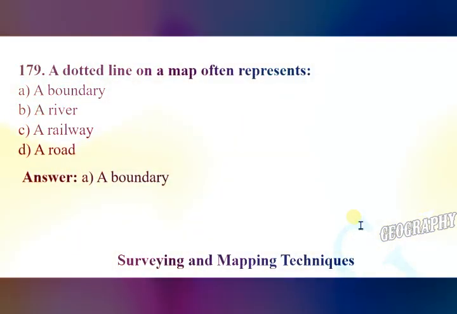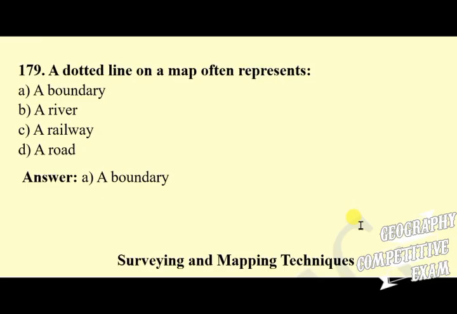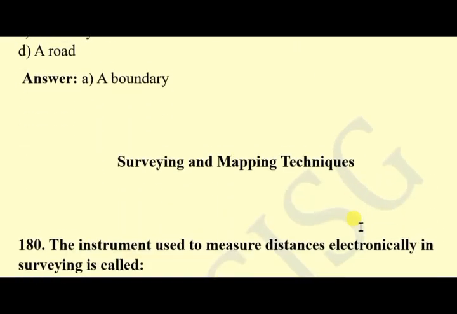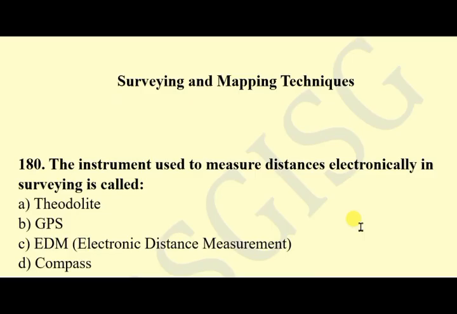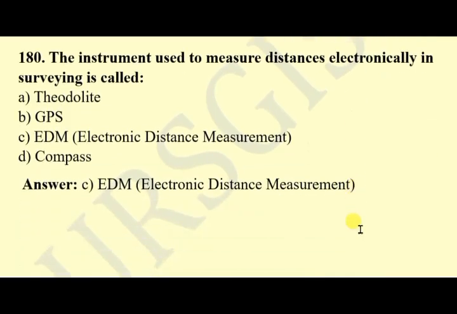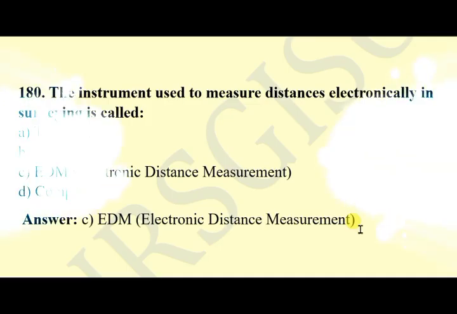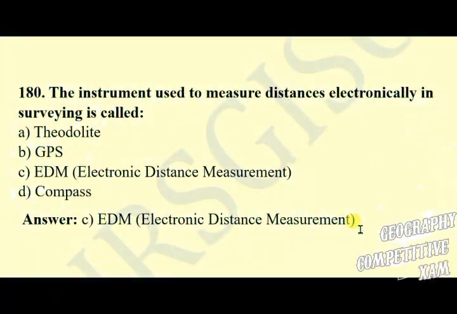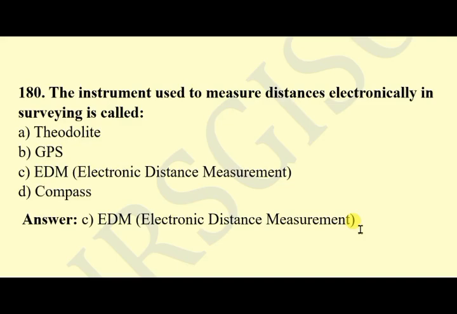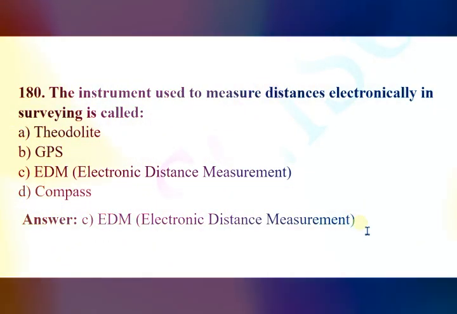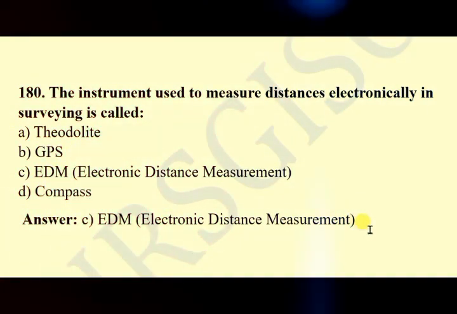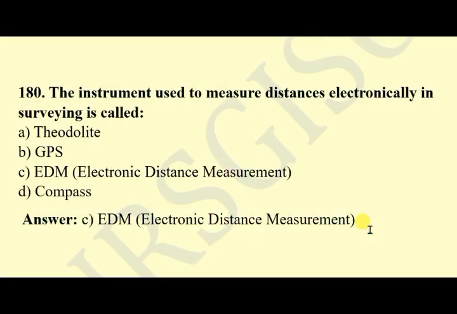Question 179. A dotted line on a map often represents a boundary, a river, a railway, a road. The right answer will be a boundary, country boundary or state boundary. Surveying and mapping techniques. Question 180. The instrument used to measure distances electronically in surveying is called theodolite, GPS, EDM (electronic distance measurement), compass. Here the right answer will be EDM, electronic distance measurement.